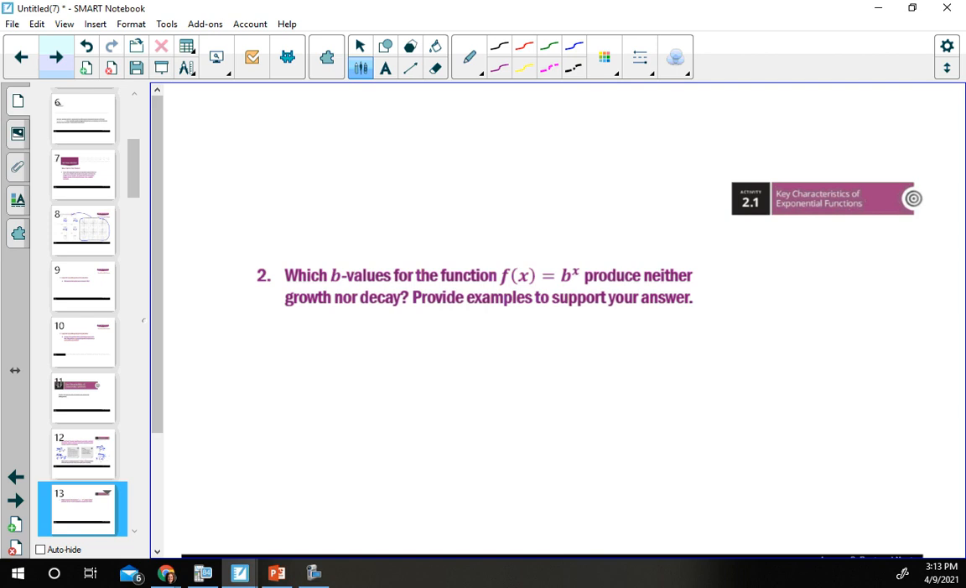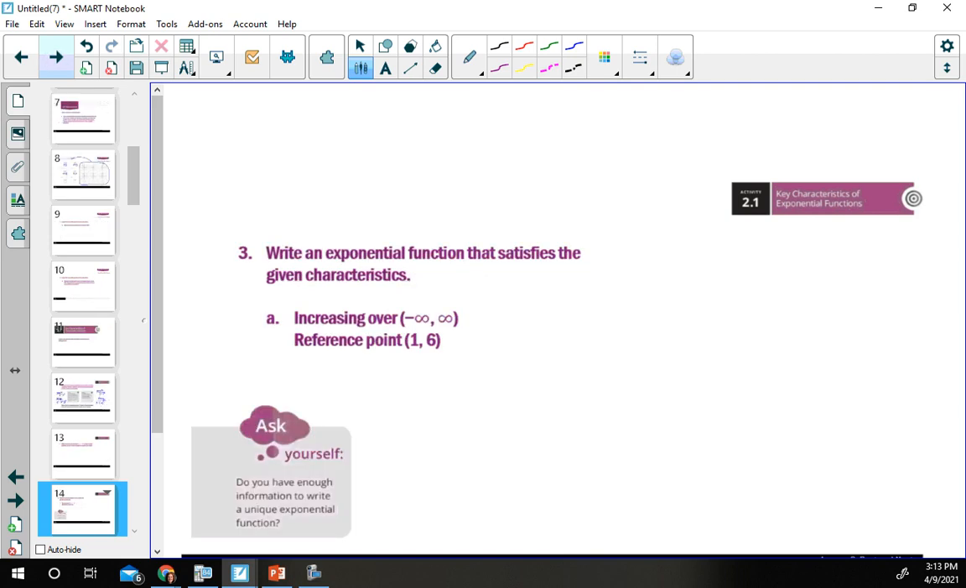Okay, so which b values for the function f of x equals b to the x produce neither a growth or a decay? So go ahead and try to think about this one. Okay, those are going to be all of my negatives. You can't have a growth or decay when it's a negative.